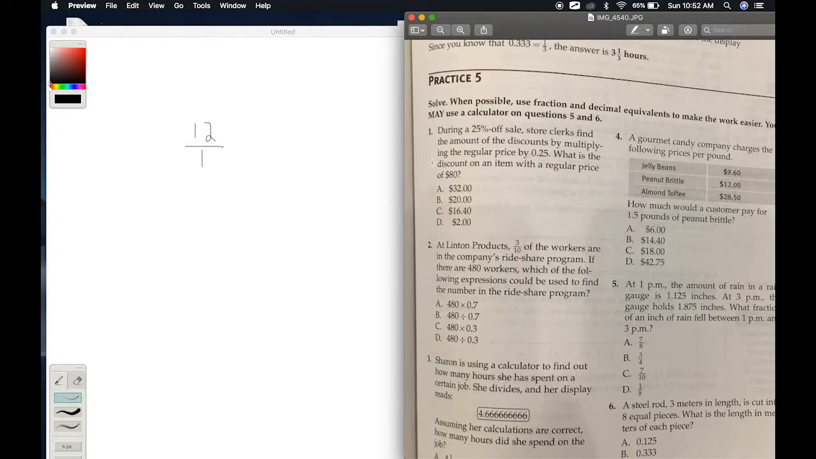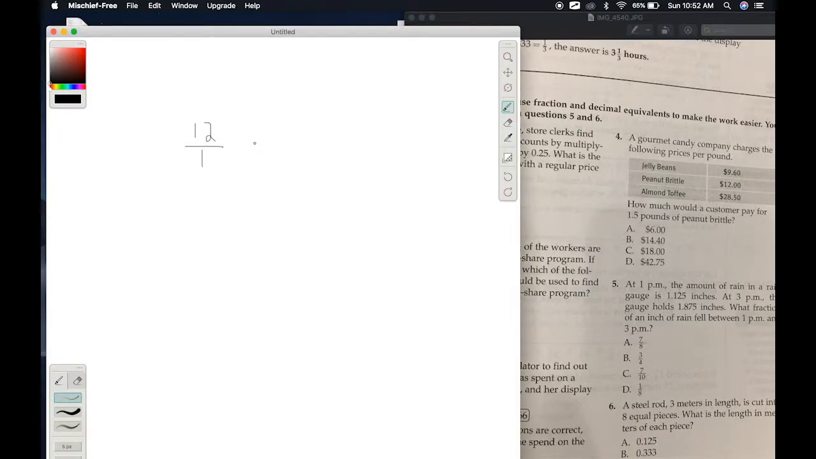So we will know that 1.5 is 1 and a half. So let's multiply that. First of all, we need to change this to an improper fraction. So 2 times 1 is 2, plus 1 is 3. So we'll cross these out. Okay. So now we can multiply it. 12 times 3 is 36.